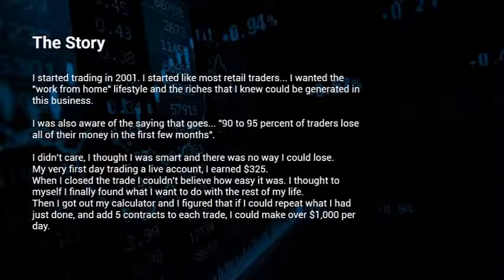My very first day of trading a live account, I earned $325. There was no strategy behind it whatsoever. I have to say that and make that very clear. This is obviously back when I first started trading. I simply bought when I saw price moving up. I was lucky. It kept moving higher. It was just one of those situations.